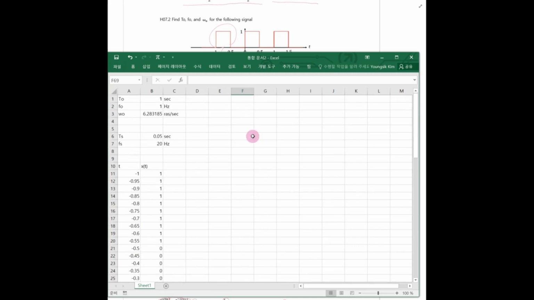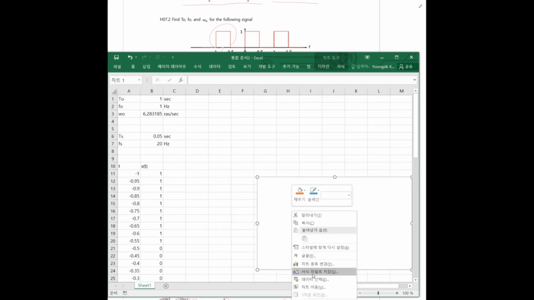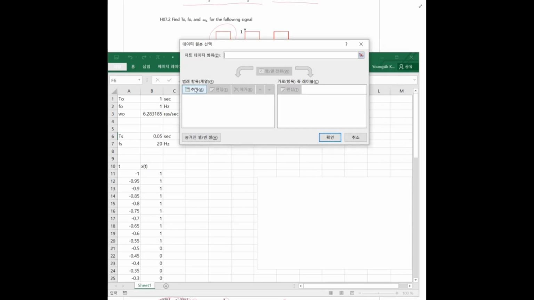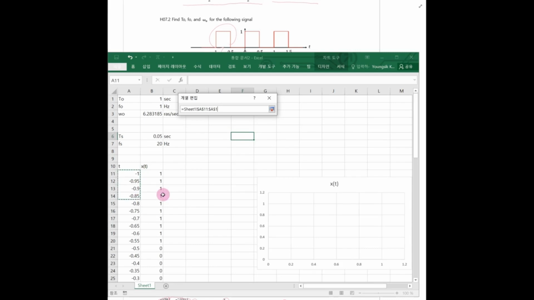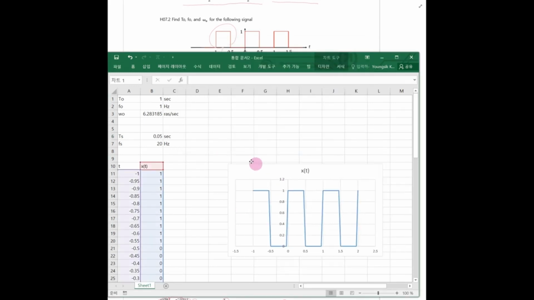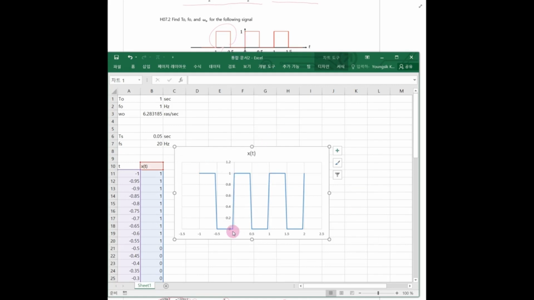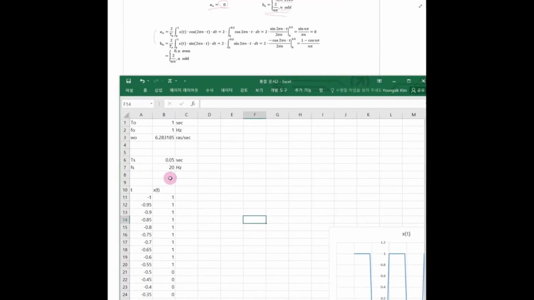Then I would like to plot that. For data selection, starting from the x(t) column and ending at index 71, and this one also ending at 71. I plotted this curve over here. The period from here to here is 1 second. It's a rectangular pulse.